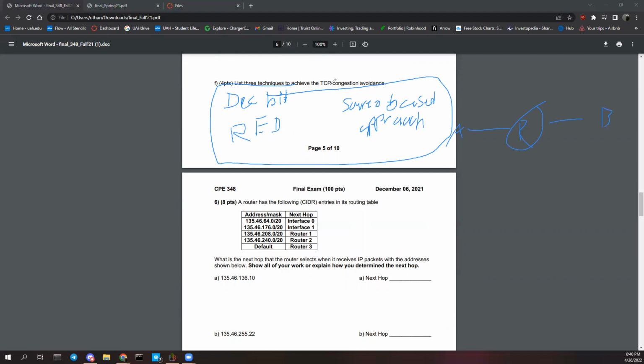But just think, whenever you see congestion, whatever it is, it has to talk about the router. So I'm pretty sure the DECbit is something the router can modify to say, hey, I'm congested. A source-based approach is some method of using the nodes connected to the router to figure out if congestion is occurring. And then RED is some similar parameter or option that allows you to figure out if something's going wrong.